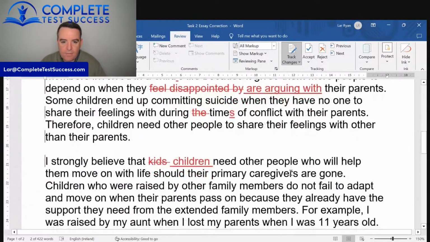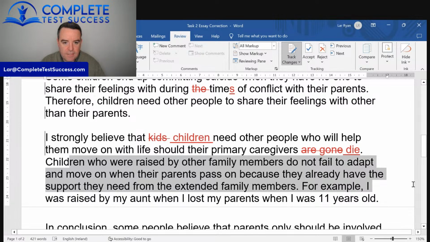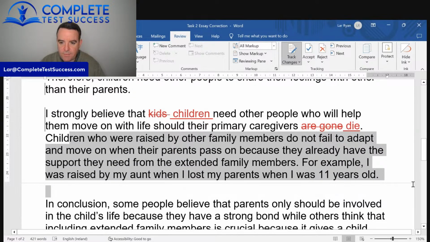So the structure grammatically it's wrong because you said "should they are", which you can't. It's "should they be", but "should they be gone" doesn't really mean die. So I'm just going to change it to that. Children who are raised by other family members do not fail to adapt and move on when their parents pass on because they already have the support they need from the extended family members. For example, I was raised by my aunt when I lost my parents when I was 11 years old. Okay. Yep. So that's all suitable.